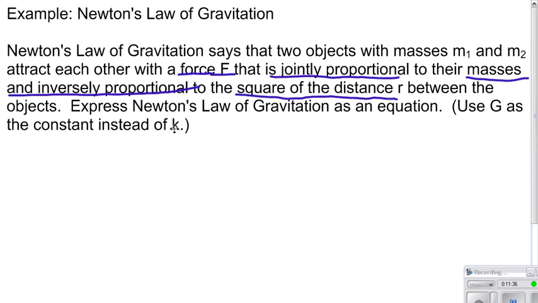So if it's proportional to their masses, that means we have F, remember we're using G as our constant, proportional to their masses, so their masses are m1 and m2, and inversely proportional, so that means over the square of the distance r. So r squared, between the objects. So that's it. F equals G, the constant, times their masses on top, and inversely proportional to r squared on the bottom.